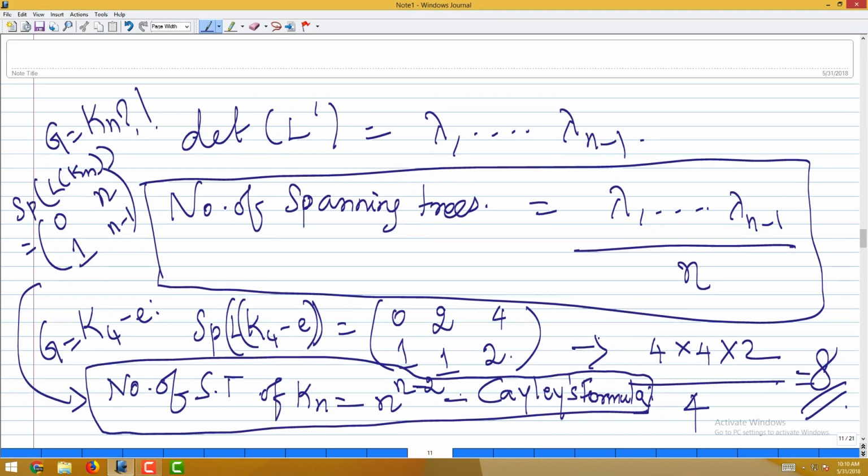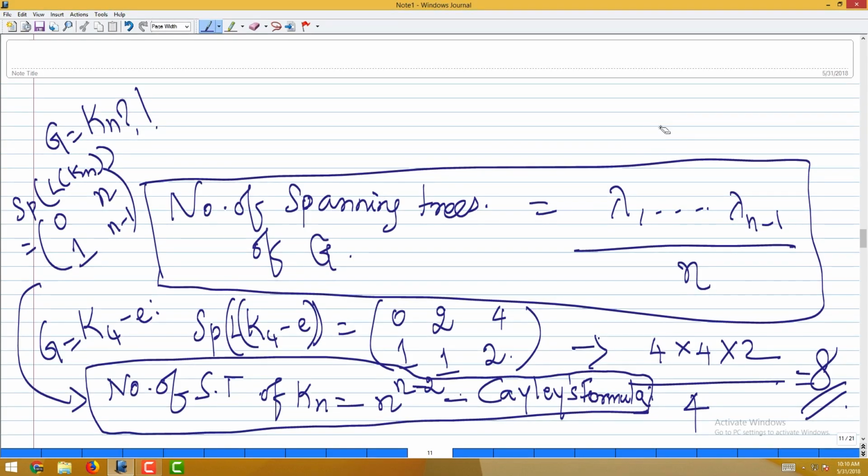This formula is exactly for the complete graph, but this one gives it for any graph, right, where the lambda i's are the eigenvalues of the Laplacian. So, let me just fix it here. Any doubts in this so far, whatever we have done? I did not do much proof, but if you want I can do the proofs also.